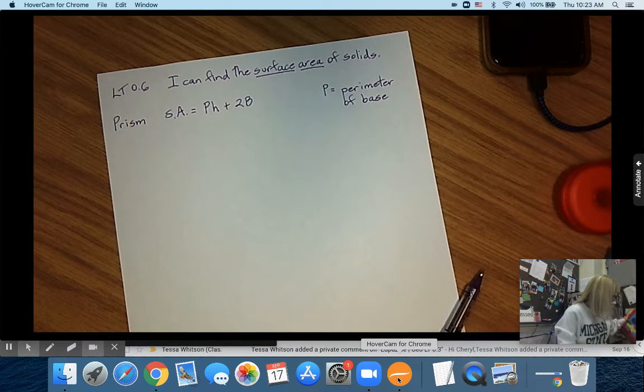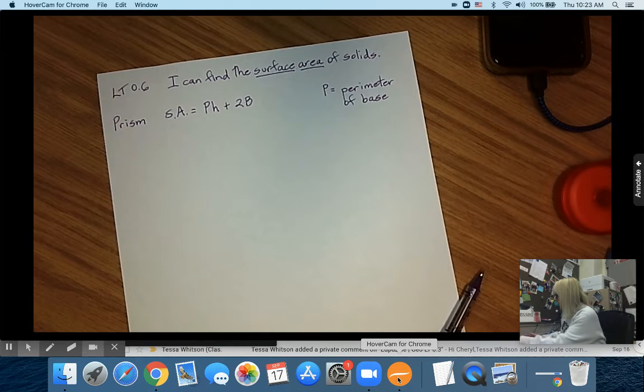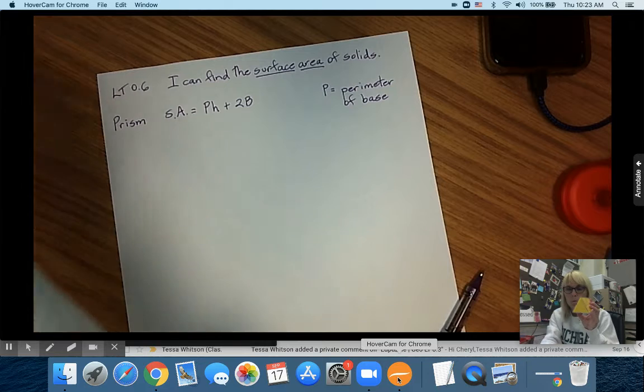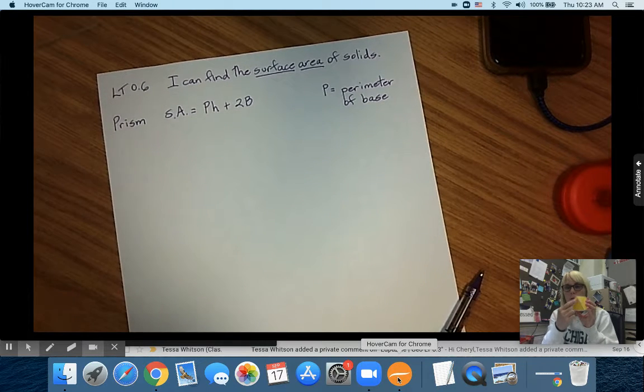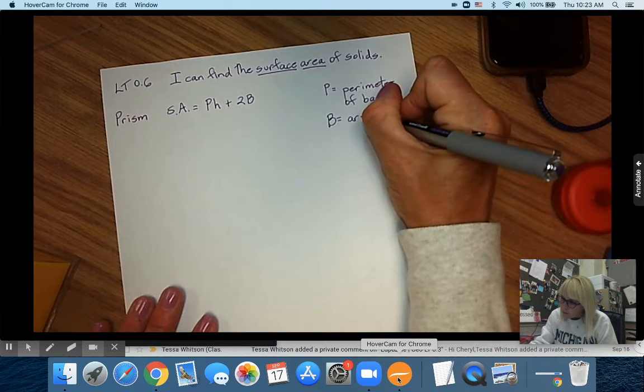Let me grab one of these solids to show you, actually. I shouldn't have put these away. If we were talking about this triangular prism, capital P would be the perimeter of the base. So first thing you have to know is which one's the base. Well, the base is what we have 2 of. It's the triangle. So we would find the perimeter, or the fencing around the base. That's capital P. Capital B is the area of the base.